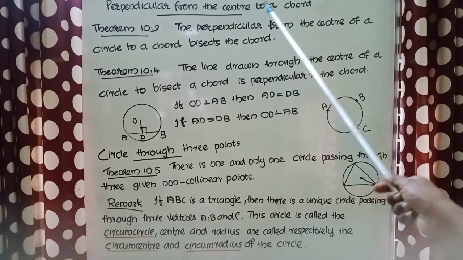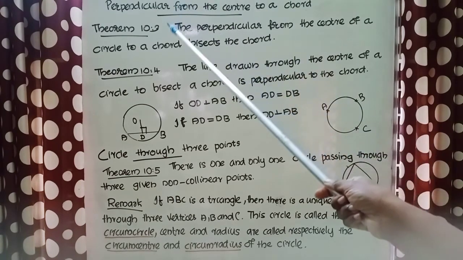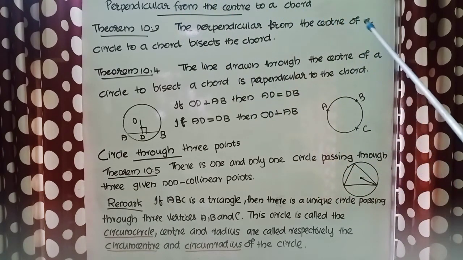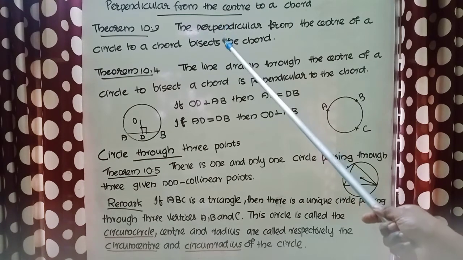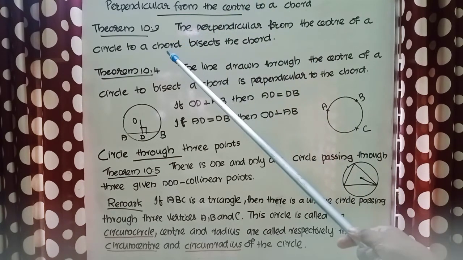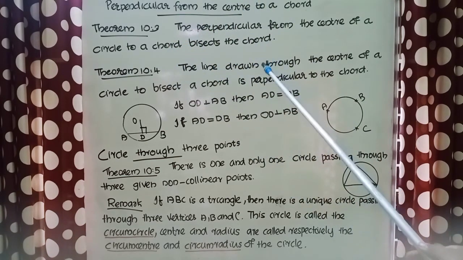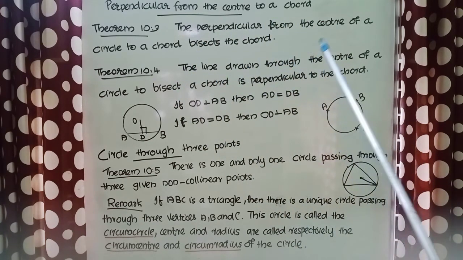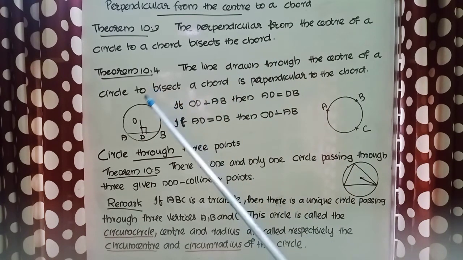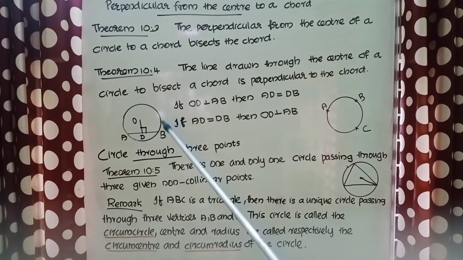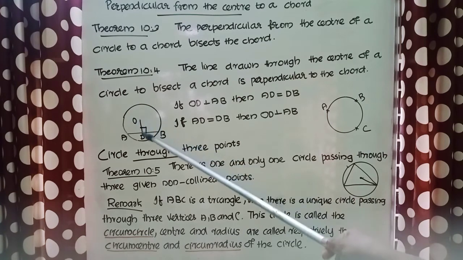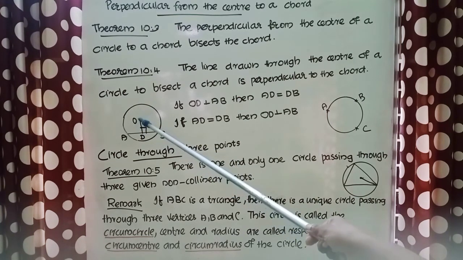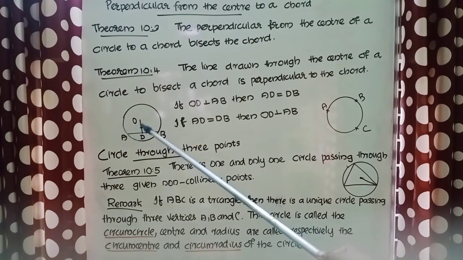Perpendicular from the center to a chord. Theorem: the perpendicular from the center of a circle to a chord bisects the chord. Next theorem: the line drawn through the center of a circle to bisect a chord is perpendicular to the chord. So here you see, here is drawn a circle with a center O. AB is a chord and OD is the perpendicular from the center to the chord.